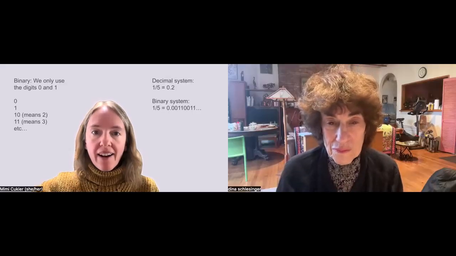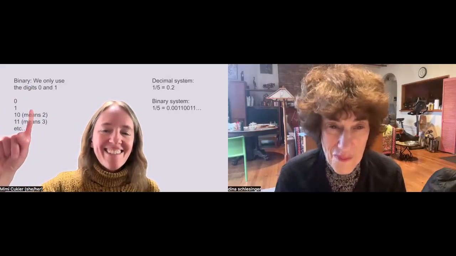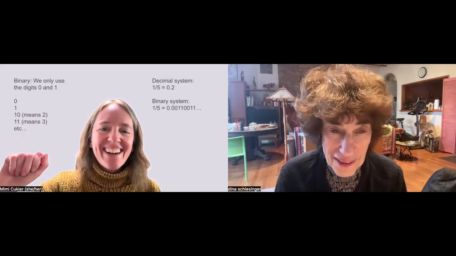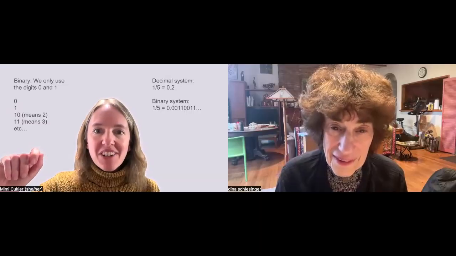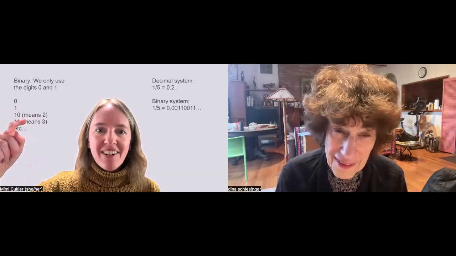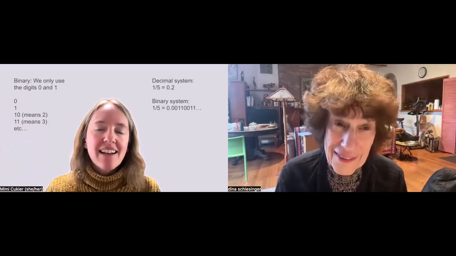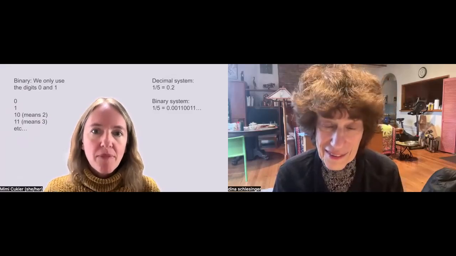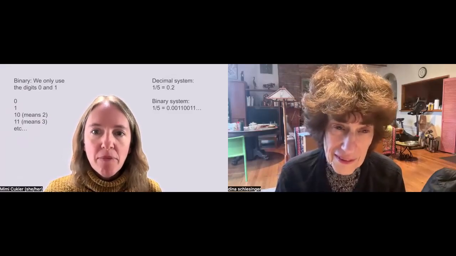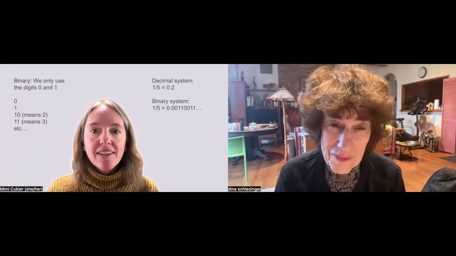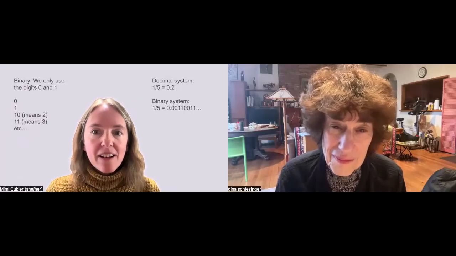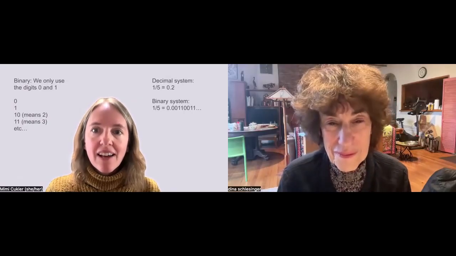So if you look at what I have on the screen here, 0 is 0, 1 is 1. But then you run out of digits after that, so you have to go to 1 0, and that means 2, right? That's the next number. So that's how computers store all of their information. And then we have to go back to kind of middle school math and think about fractions and decimals.